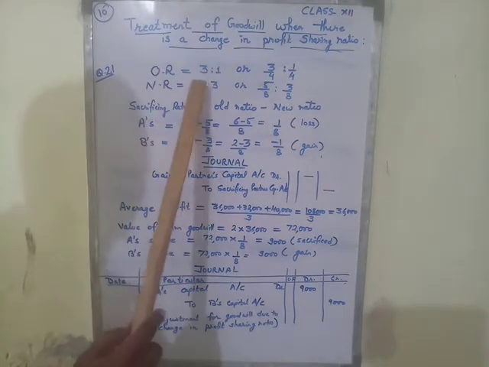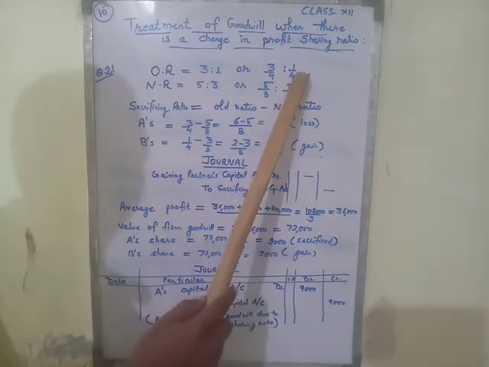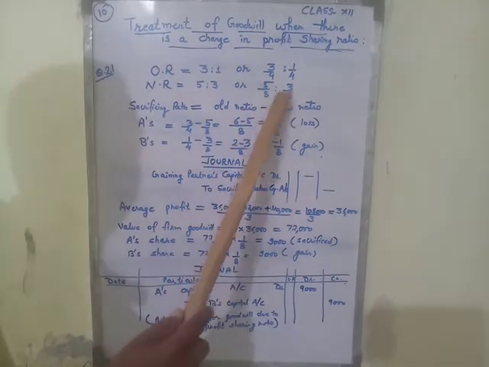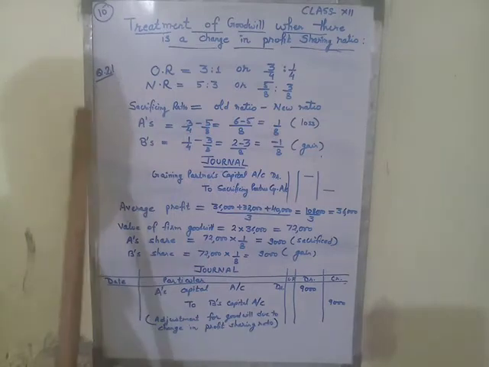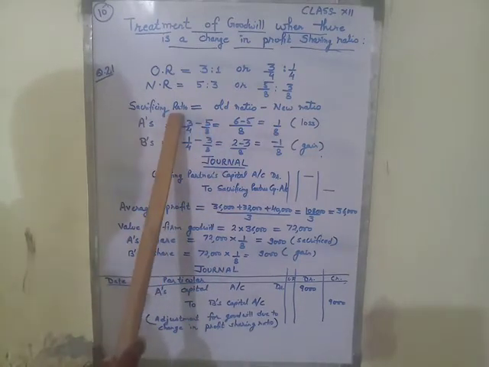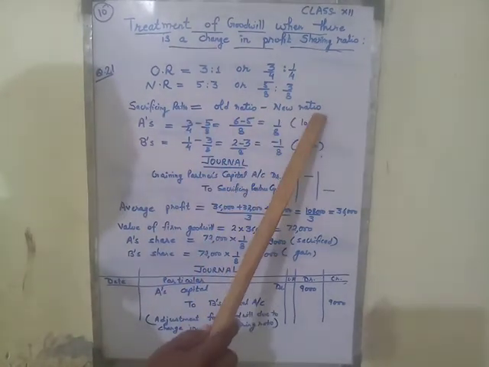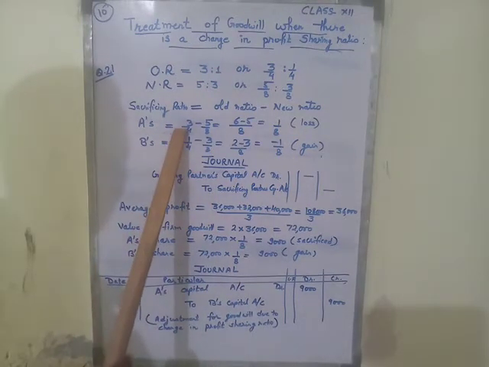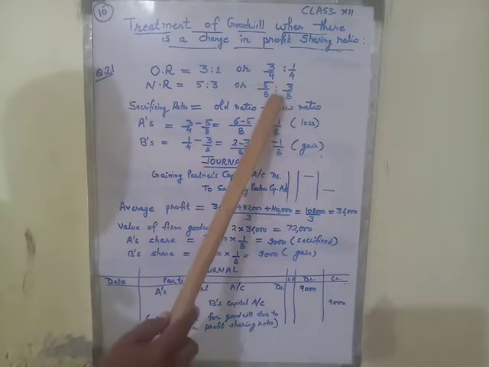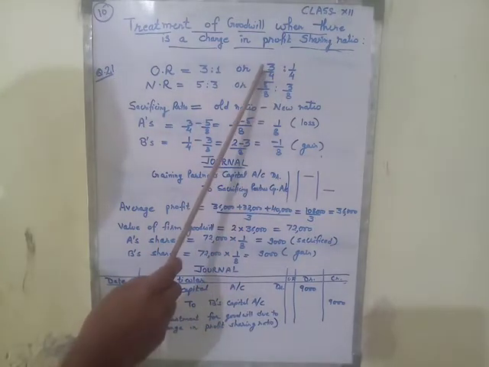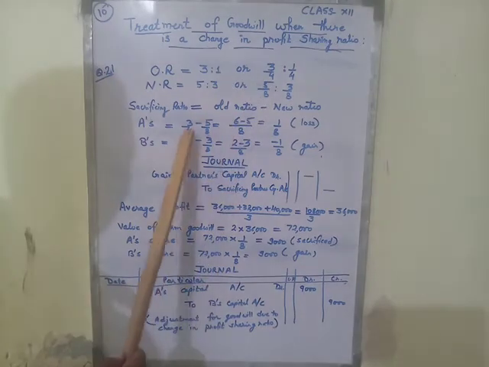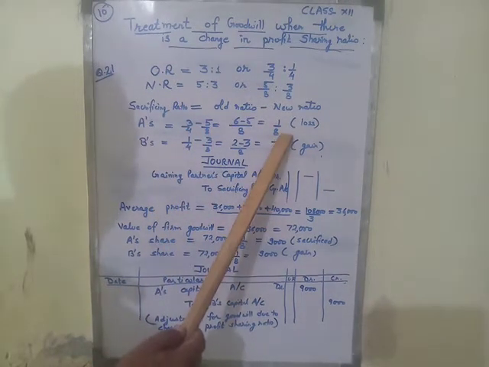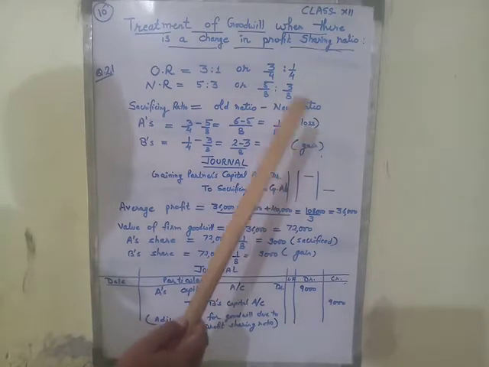In this, the old ratio is 3:2 or 3/4, 1/4, and the new ratio is 5:3 or 5/8, 3/8. First we have to calculate the sacrificing ratio, old ratio minus new ratio. A's share of sacrifice is old share 3/4 minus new share 5/8. So we subtract the new share from the old share, and we get A's share 1/8, which is a loss for the firm.